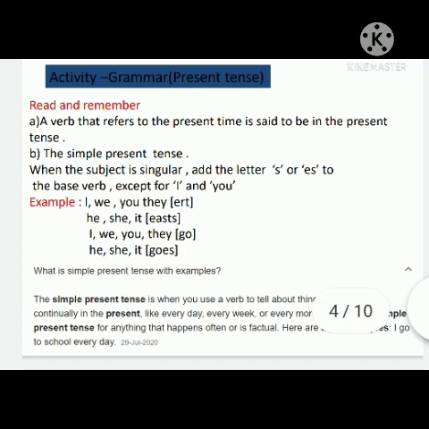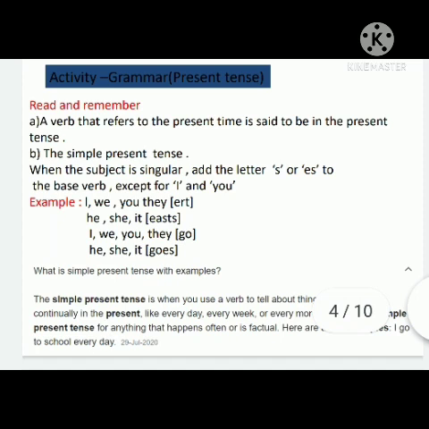Now to the next part. What is simple present tense? The simple present tense is when you use a verb to tell about things that happen continually in the present, like every day, every week, or every month. We use the simple present tense for anything that happens often or is factual.